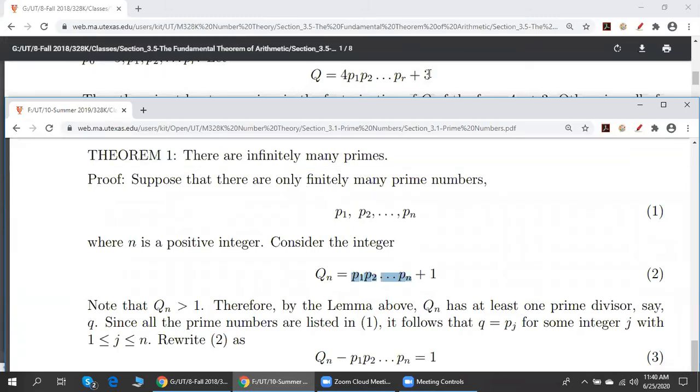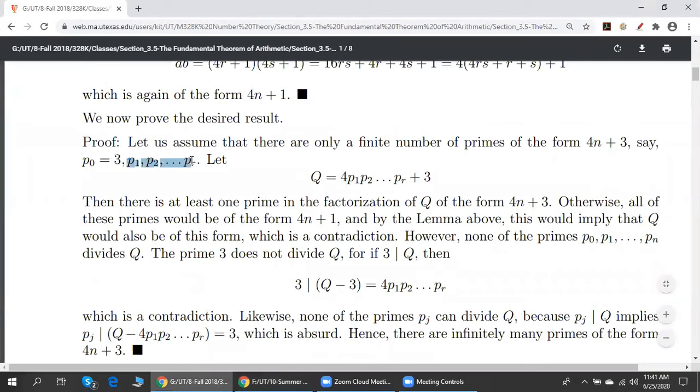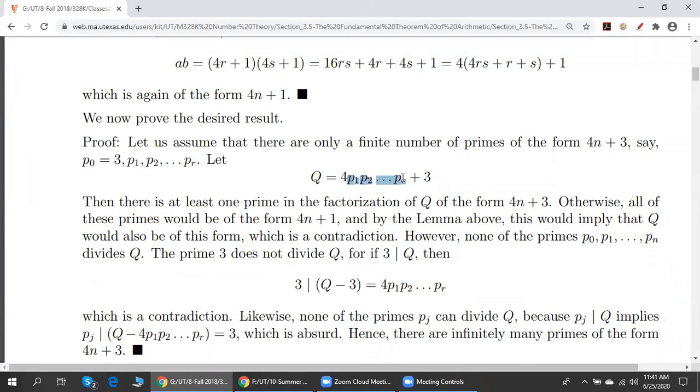Over here, we have a slightly different idea. We do not consider over here the product of all prime numbers of the form 4n plus 3. We consider the product of prime numbers starting from the second prime number. We do not include this one. So over here we start from p1. This is the second prime number of the form 4n plus 3.